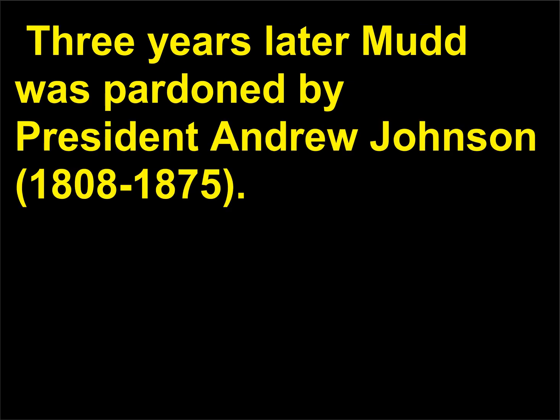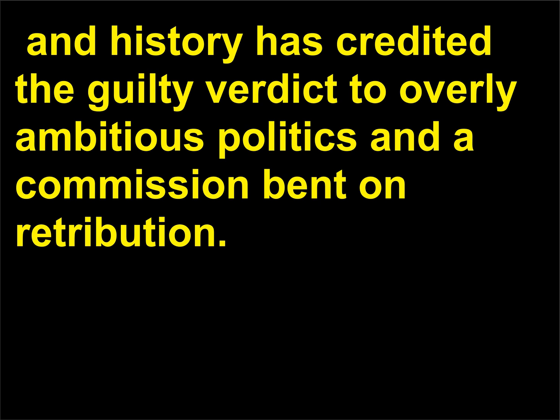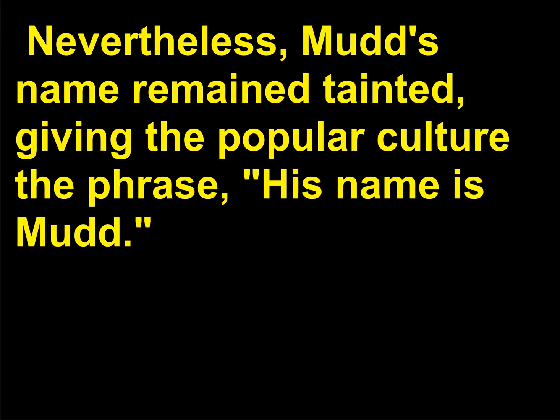Three years later Mudd was pardoned by President Andrew Johnson, 1808 to 1875. The official reason for the pardon was Mudd's humanitarian efforts to save lives during a prison epidemic. But the case against him had been flimsy at best, and history has credited the guilty verdict to overly ambitious politics and a commission bent on retribution. Nevertheless, Mudd's name remained tainted, giving popular culture the phrase, "His name is Mudd."